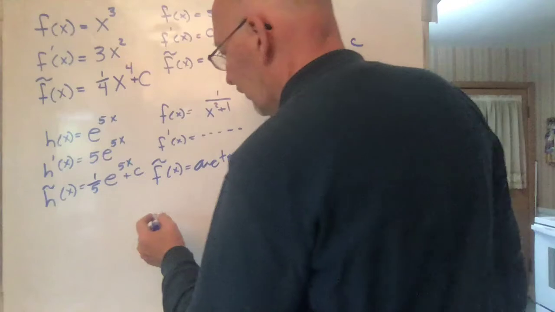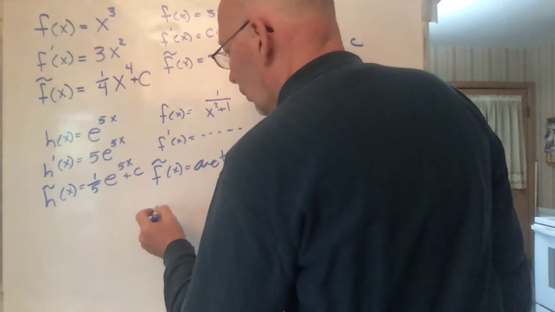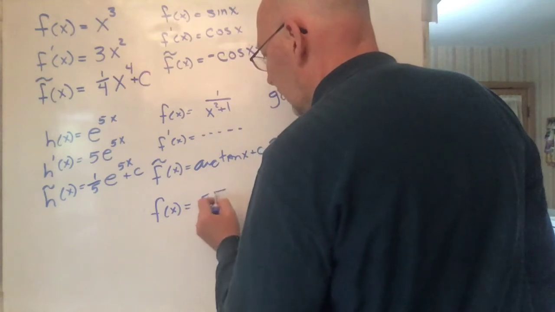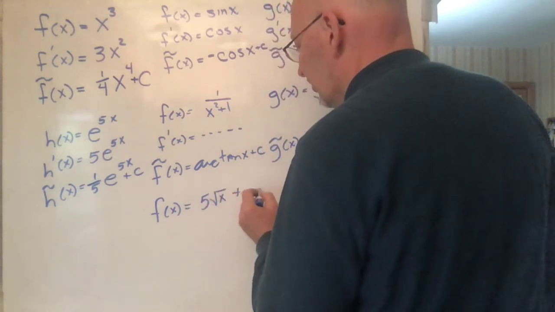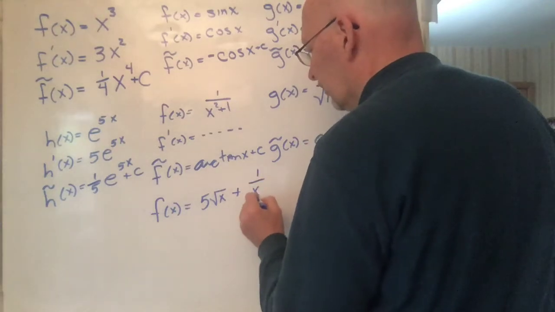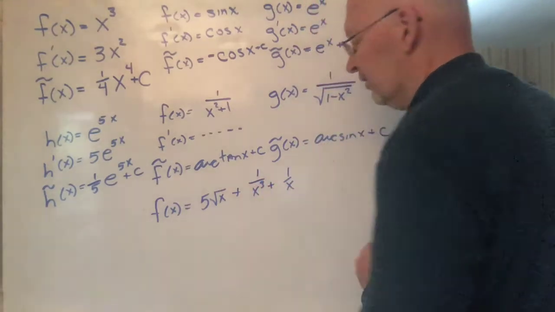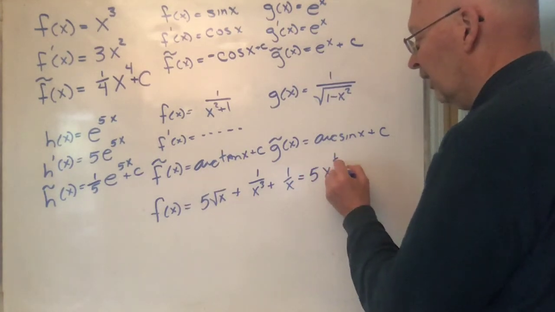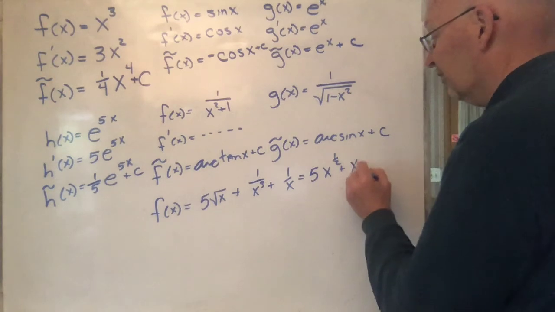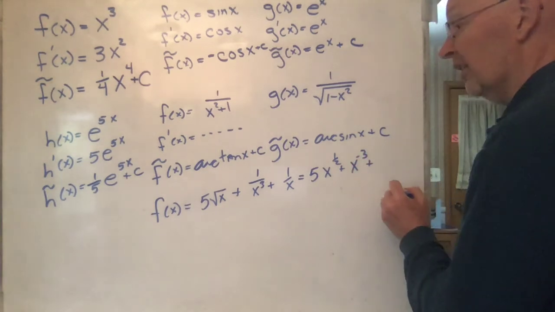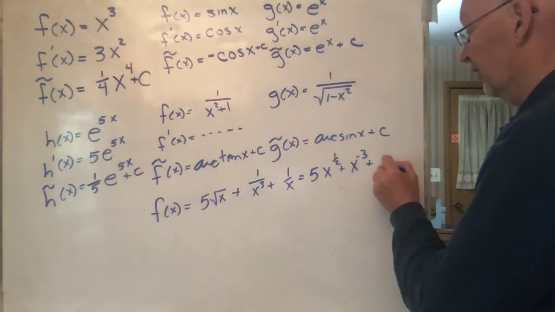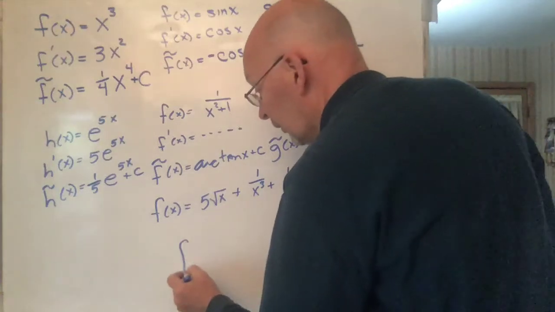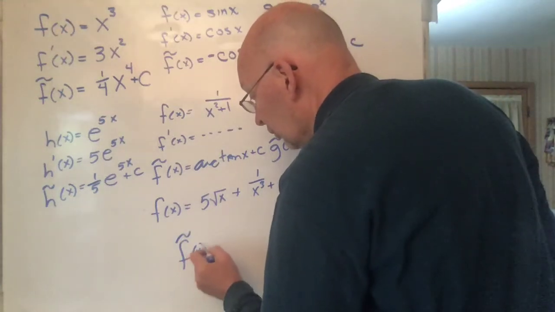Then, you know, you could get a little fancier. You could say, what about if the function is 5 times the square root of x plus 1 over x cubed plus 1 over x? Well, let's see. Let's rewrite that. That's going to be 5 times x to the 1/2 power plus x to the -3 power plus x to the -1 power. Agreed? So if we take the antiderivative, here's the antiderivative.